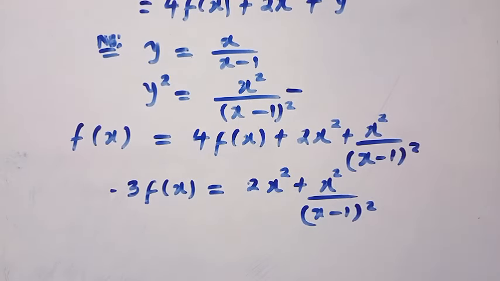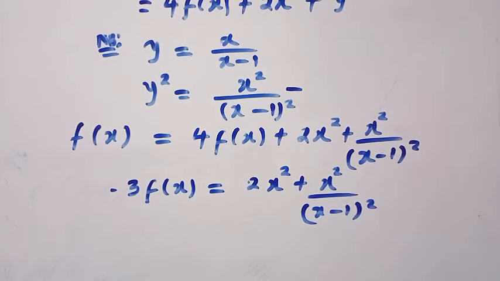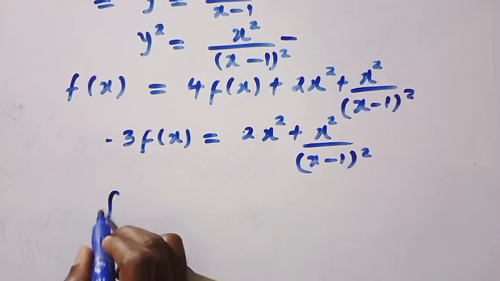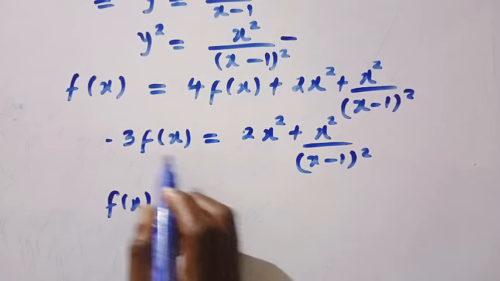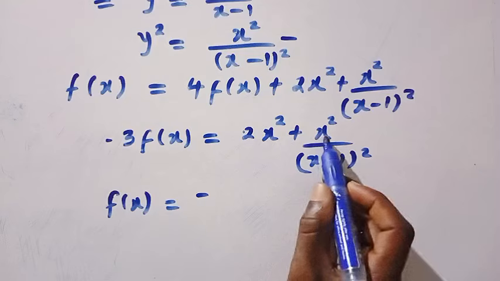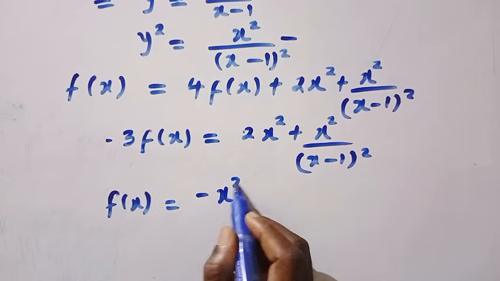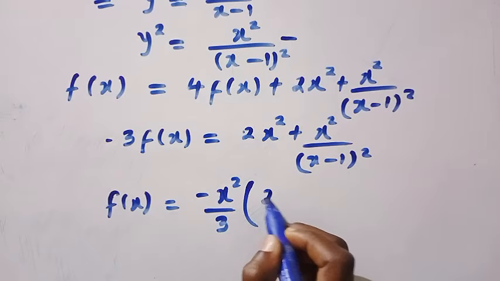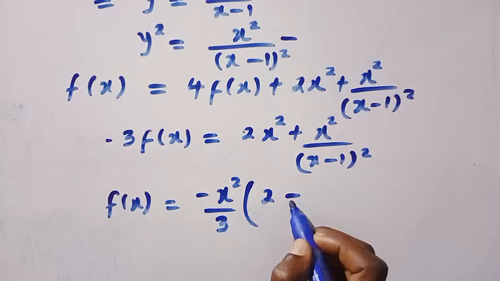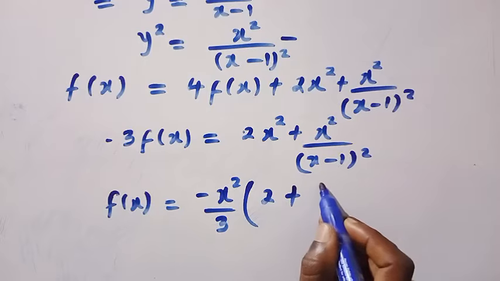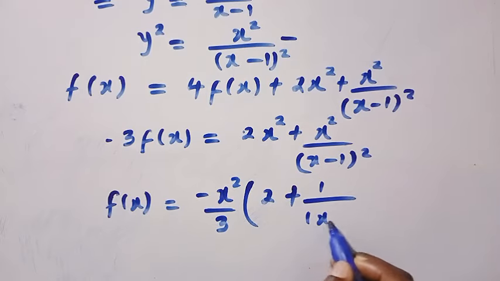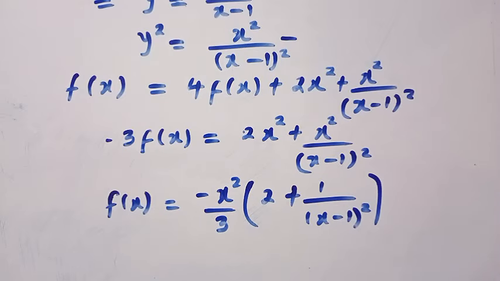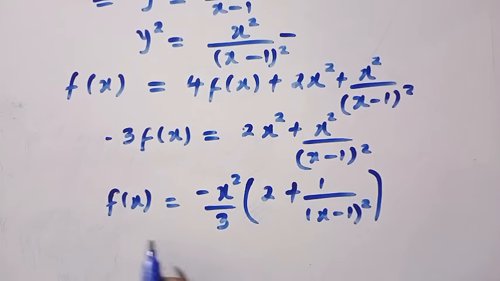Again, we divide both sides by minus 3, and we have f of x equals minus, taking out x squared, divided by 3, open bracket, we are left with 2 here, then plus 1 over x minus 1 squared, all in bracket. So this is the result of f of x.